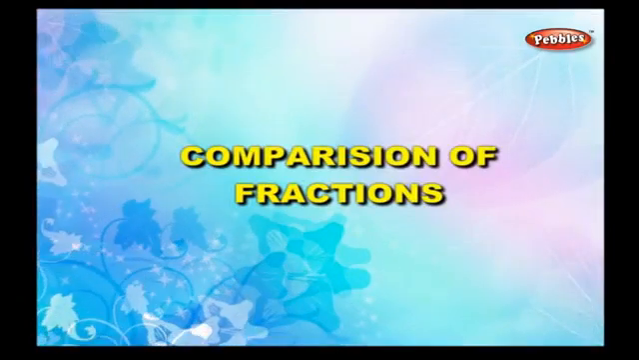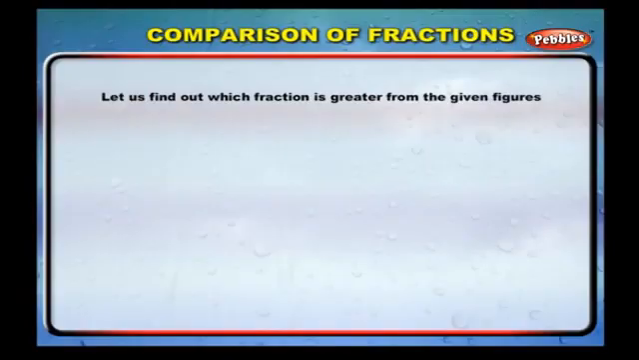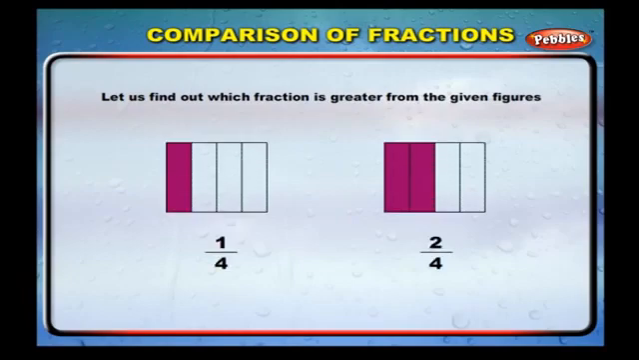Comparison of fractions. Let us find out which fraction is greater from the given figures. The given fractions are 1 by 4 and 2 by 4. Here, both the denominators are the same. So, compare the numerators. There is 1 in the first number and 2 in the second number. Which is greater? 2 is the greater number. Therefore, 1 by 4 is smaller than 2 by 4.